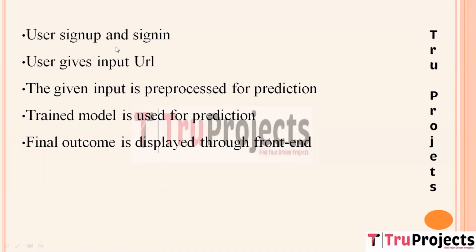The next step is user sign-up and sign-in. In this step, we integrate user registration and login functionalities into the Flask framework. Users can sign up by providing their information and subsequently they can securely log in using their credentials. This enhances system security and allows for personalized user experiences. So after signing in, users input a URL for analysis. Later, the input URL undergoes data preparation. Trained models analyze the URL for phishing detection and the results are presented to the user through the front-end interface.